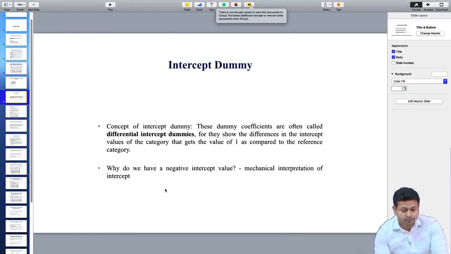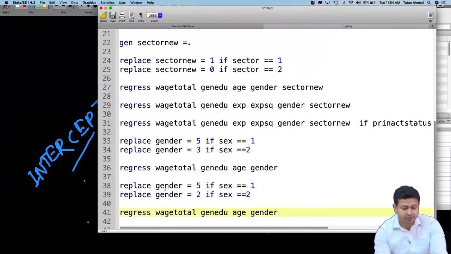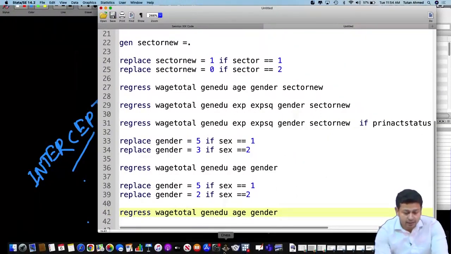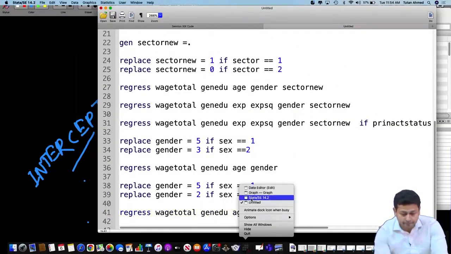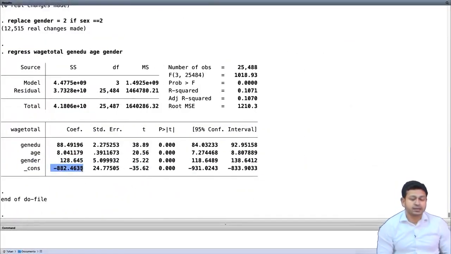Now let us talk about something that we have seen previously. In the previous equation we have seen for the intercept term, what we have seen is a negative value, so negative 882.4, and that too significant.